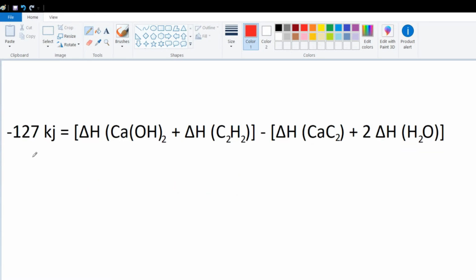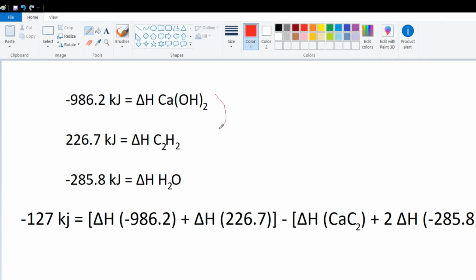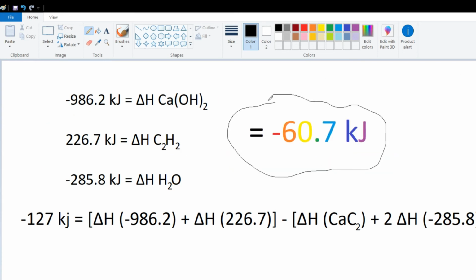The equation negative 127 kilojoules equals delta H calcium hydroxide plus acetylene gas minus calcium carbide and water enables us to solve for the delta H of calcium carbide. In the table above, it shows us the delta H values for water, acetylene gas, and calcium hydroxide. We input those values into our equation and do a bit of quick math. We end up with negative 60.7 kilojoules.